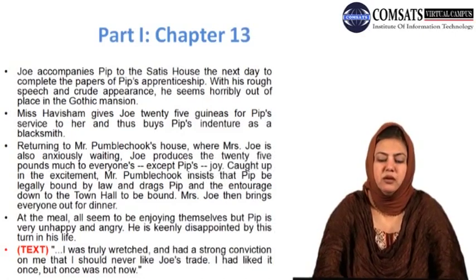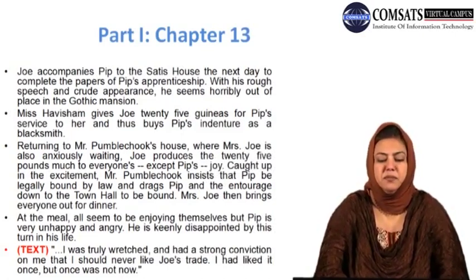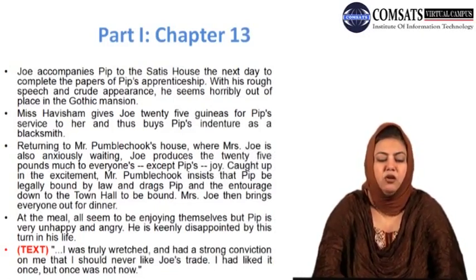Returning to Mr. Pumblechook's house, where Mrs. Joe is also anxiously waiting, Joe produces the 25 pounds, much to everyone's except Pip's joy. So it is only Pip who is not happy with this. The rest of the people are happy with this money. Caught up in the excitement, Mr. Pumblechook insists that Pip be legally bound by law and drags Pip and the entourage down to the town hall to be bound. Mrs. Joe then brings everyone out for dinner.